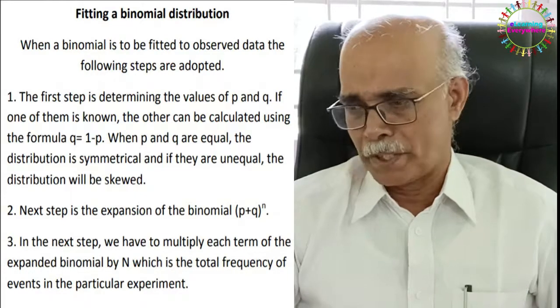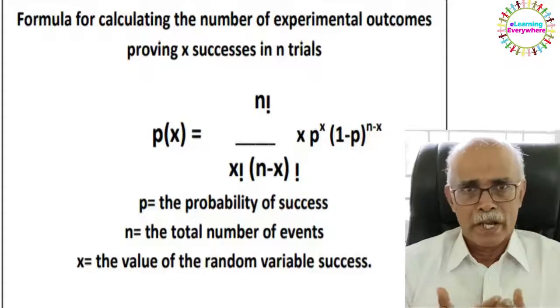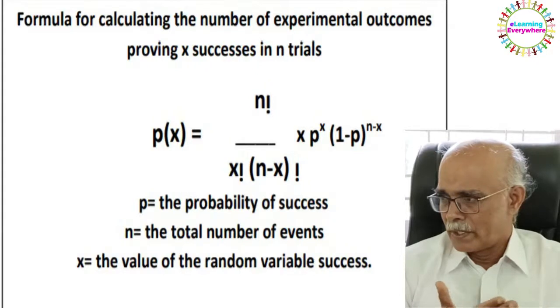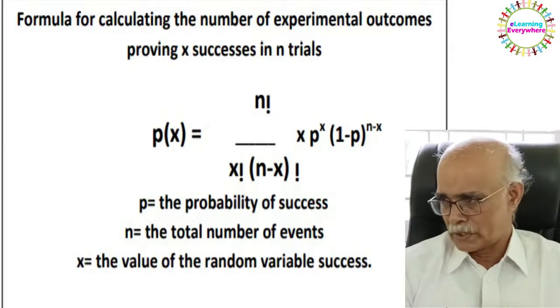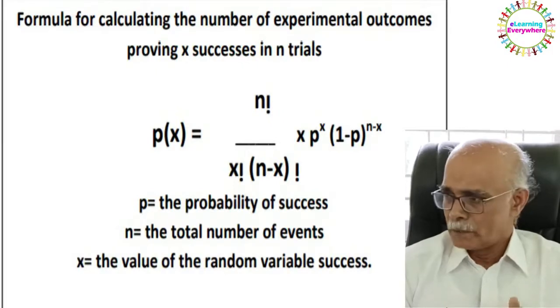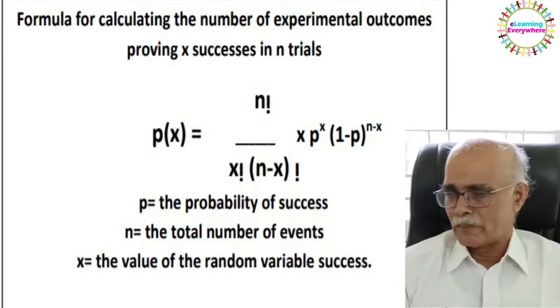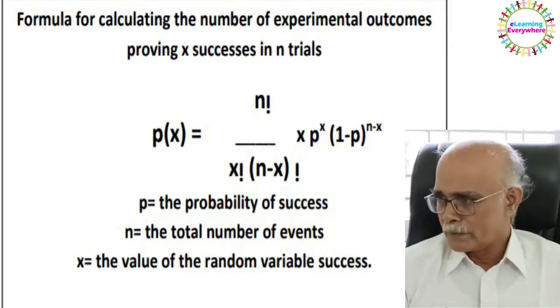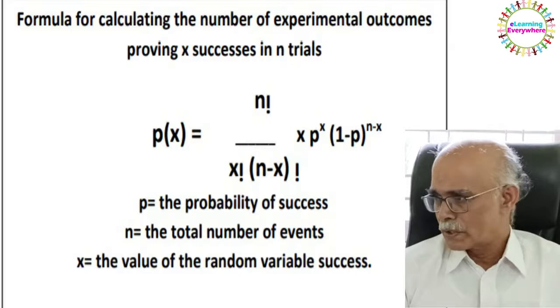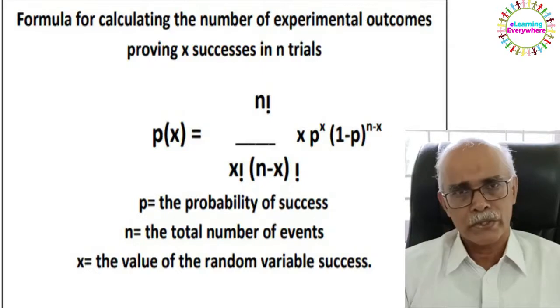And now let us see the formula for calculating the number of experimental outcomes providing x successes in n trials. There are n trials and we have to find the probability of x successes. The formula is P(x) is equal to n factorial divided by x factorial into n minus x factorial, into P raised to x, into 1 minus P raised to n minus x.